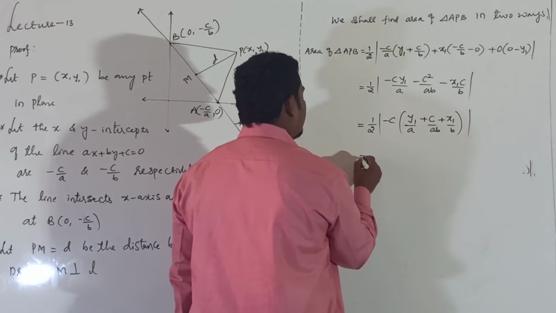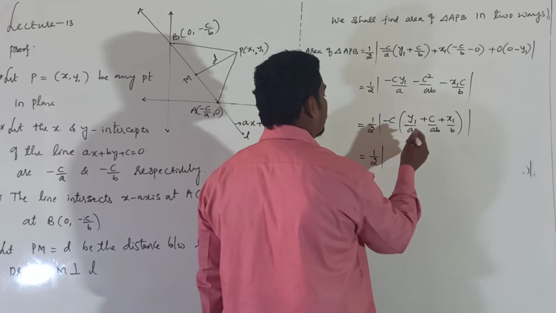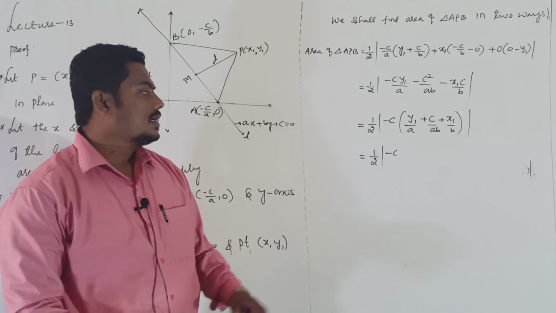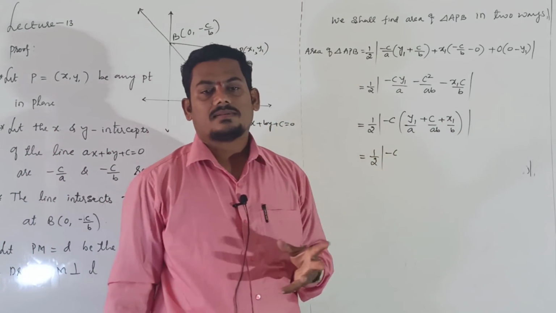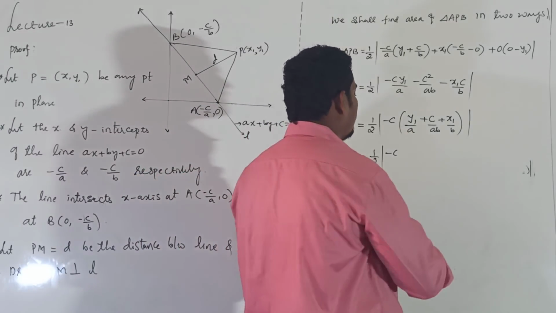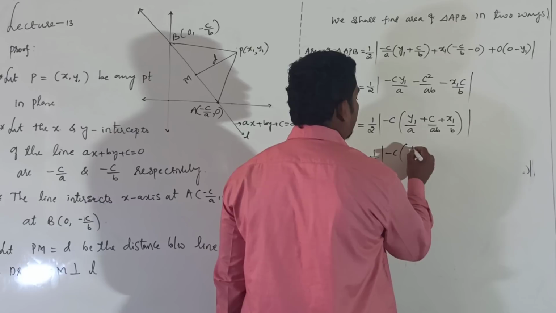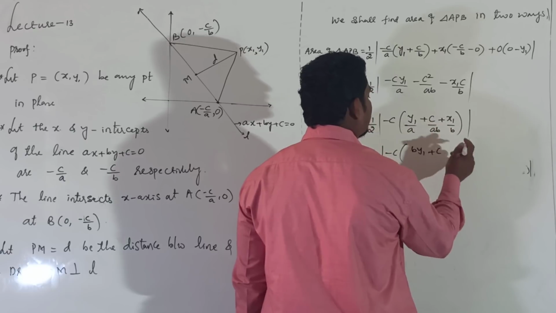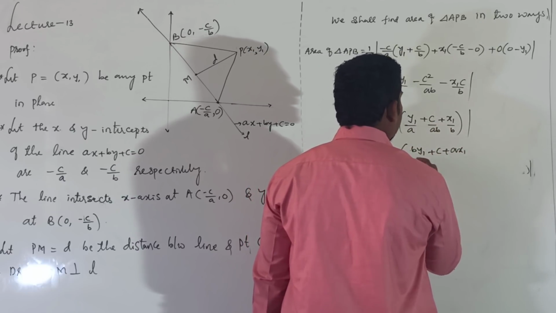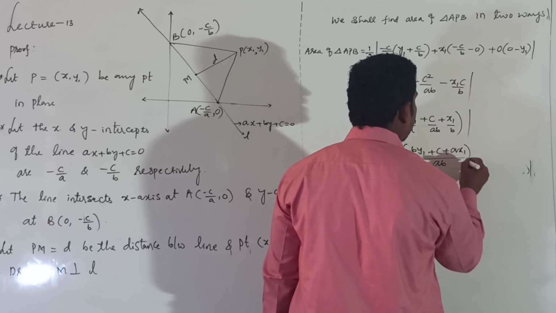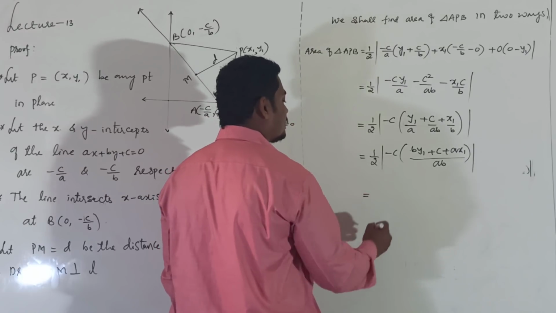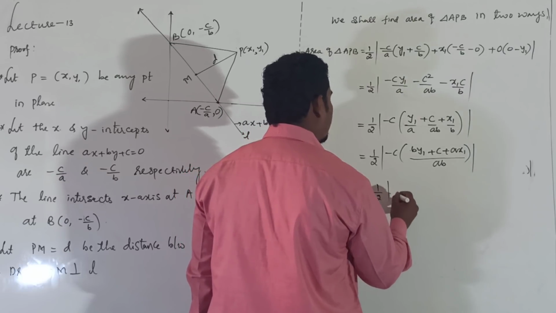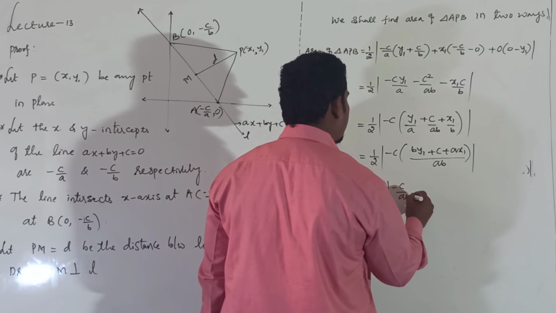Modulus sign. After that, taking LCM here, minus c remains as it is. What is the LCM? Here a is there, ab, b. What is LCM? LCM is AB, means here by1, here AB is there means simply C, here A is not there means AX1 divided by LCM is AB, modulus sign remains as it is. Then 1 by 2 times modulus of minus C divided by AB.